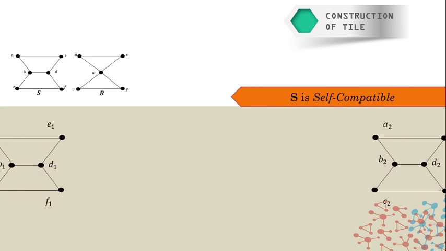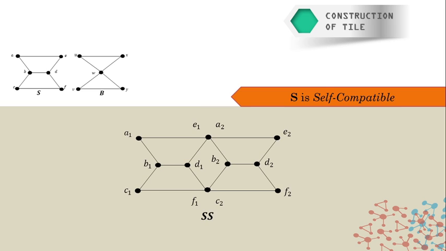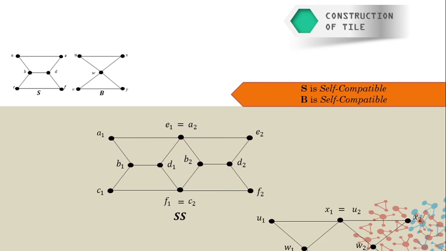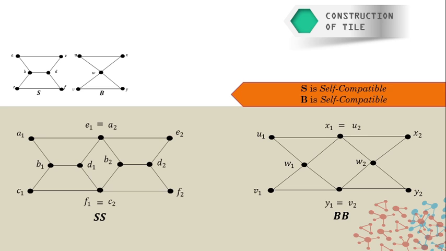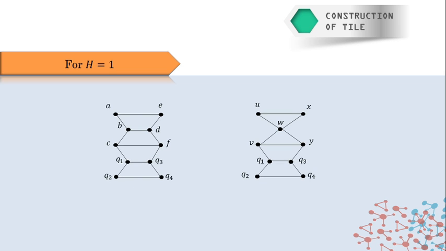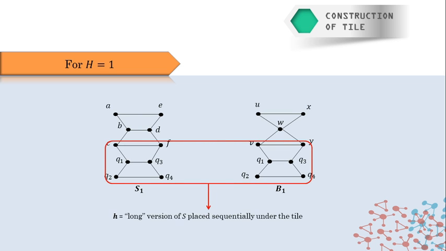The tile S is self-compatible. You can see the vertices of R1 are identified with the vertices of L2 of the catenation SS. If the tile S is self-compatible, then the tile B is also self-compatible. For H equal 1, the form tile will be added with a copy of a long version of S placed sequentially under the tile. This is a figure of tile S1 and B1.